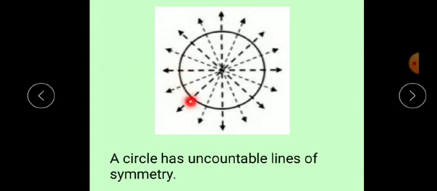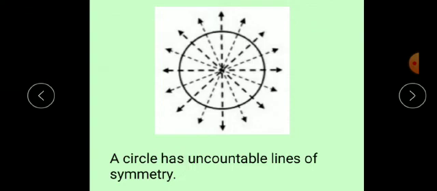Now see this figure. This is a circle. If we draw a line like this, we can get two equal parts. If we draw like this, we can get two equal parts. By drawing a line like this, we can get two equal parts. Again, by drawing a line like this, we can get two equal parts. So, a circle has many lines of symmetry, which is called uncountable. A circle has uncountable lines of symmetry.